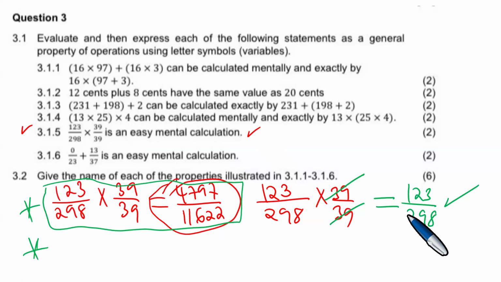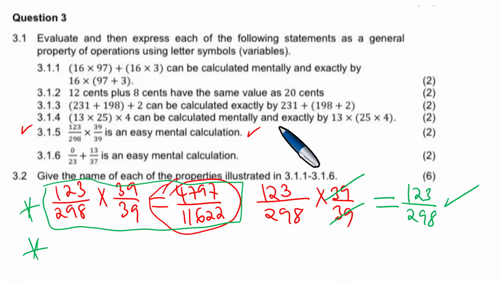But we need to state the property. What property is this? The property is a very straightforward property. Is it not a division? Yes, it is division, because we performed some division of 39 by 39.